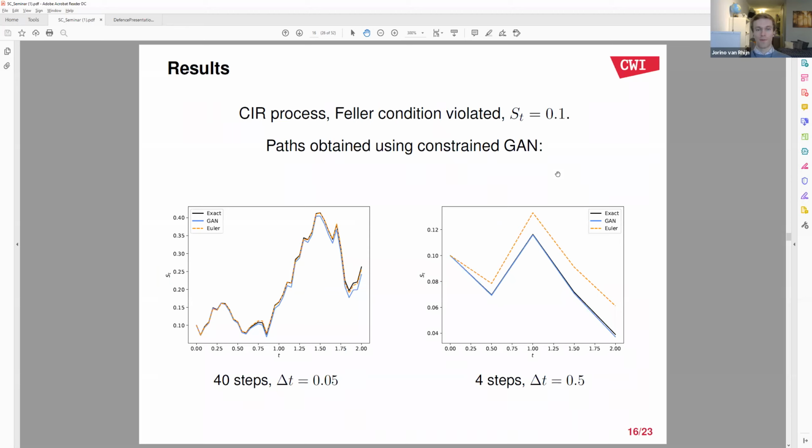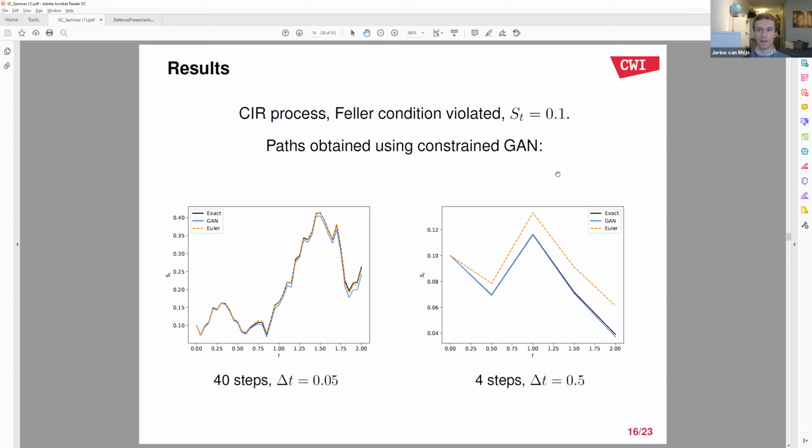So this is an example of what that looks like for the CIR process with that low delta parameter. For 40 steps, we'll see something like the figure on the left, and for 4 steps, we'll see something like the path on the right. And as you can see, if we use the same random numbers, every method will follow the same pattern.